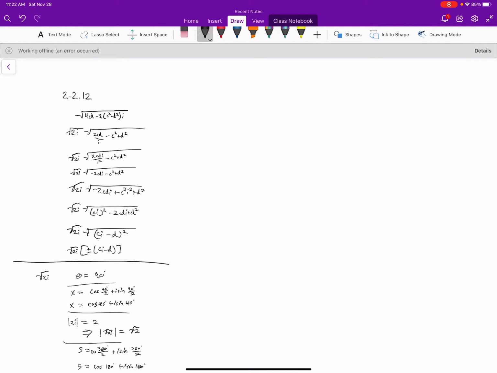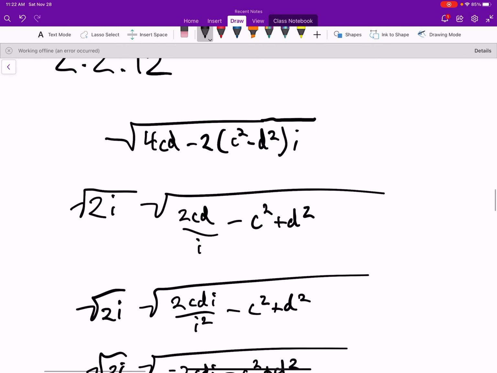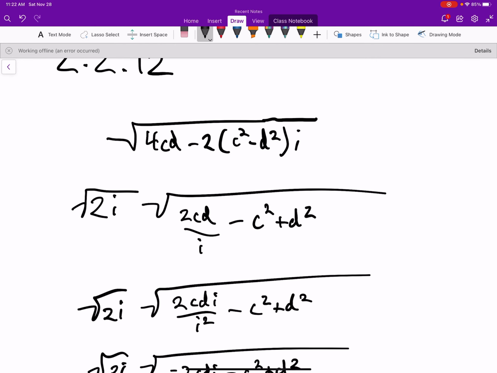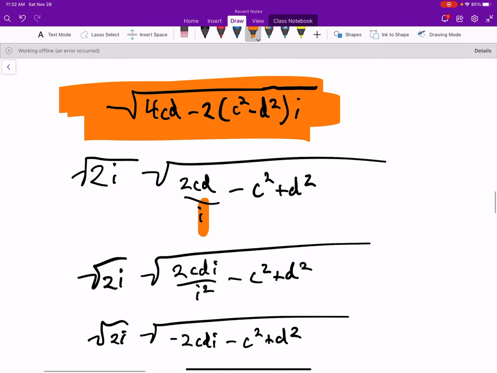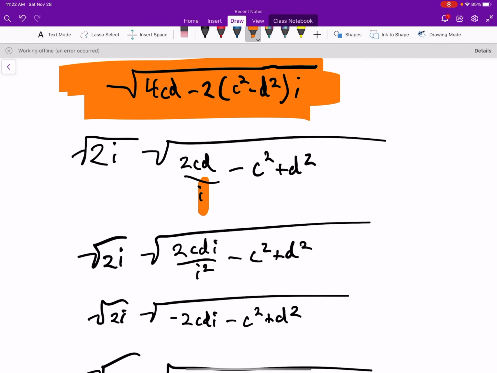Okay, we're looking at 2.2.12, and we're given this right here. The first thing you do is factor out root 2i. Then you'll notice that you have to divide this by i in order to do that. Then I figured we should just multiply the top and bottom by i to make that a negative. So we just end up with this, which ends up being a negative because i squared is negative.